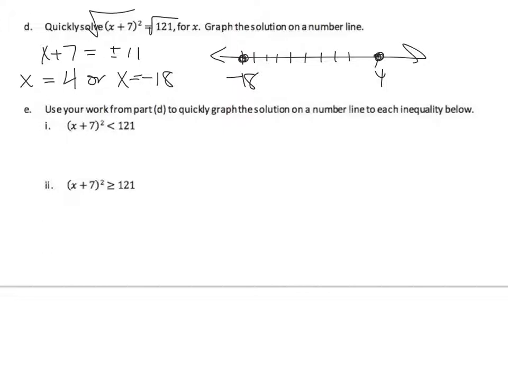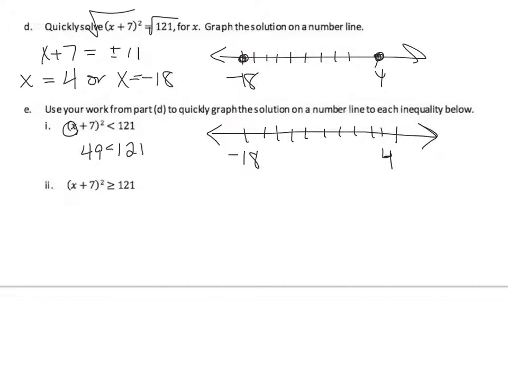Use your work from part D to quickly graph the solution on a number line to the inequality below. I know I have negative 18 and 4. I just need to figure out if I shade in between or outside. Bunch of tick marks. Okay, let's plug a number in and see. I love plugging in 0. So if I plug in 0 for x, I would get 7 squared, which is 49, and is less than 121. So that is enough to tell me that I need to shade, including the 0. 0 is a part of the solution, so I need to shade where the 0 is.